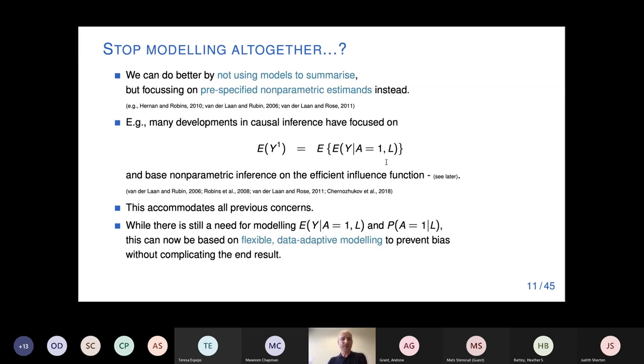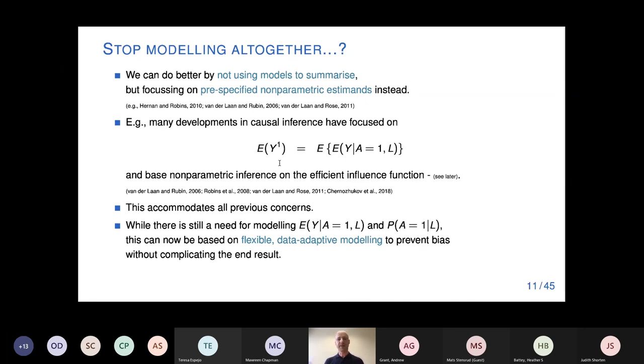The approach is still relating to models. It's still making use of models. In particular, it requires modeling the expected outcome in the treated given covariates, and it's also modeling or requiring models for the probability of being treated given L. But the good news is that this modeling can be done based on very flexible data adaptive strategies, even using machine learning, hoping that we can in this way prevent bias. And no matter how complicated the models we use for this, the end result remains as simple as the expected outcome in the population if everyone were treated.